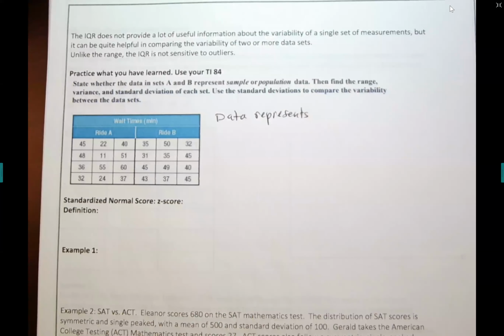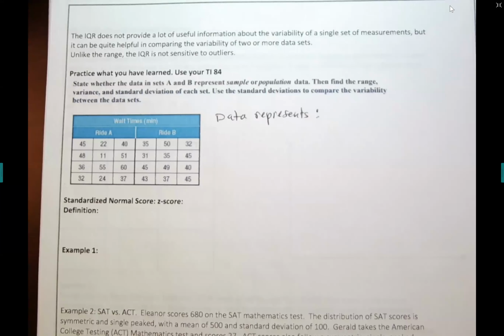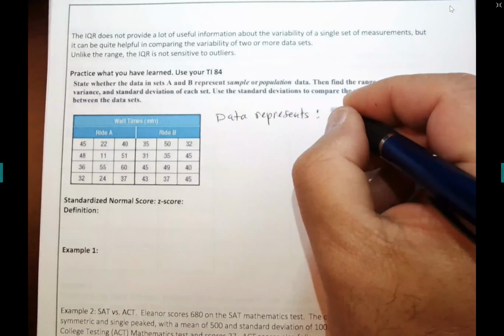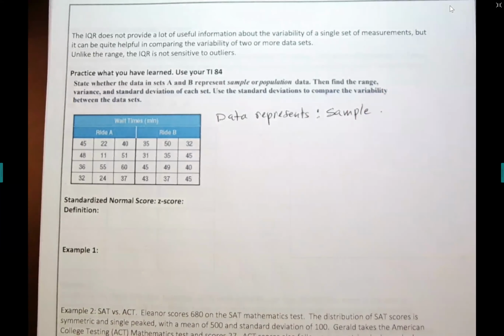A sample? Definitely it is a sample. Because, you know, a ride will have millions of riders that used it. So we only have 6, 9, 12 wait times from each ride. There are a lot more than 12 people who would do the ride. So it is a sample, definitely. I'll tell you guys, unless he says it's a population, I can tell you 99% of the time your data comes from a sample.